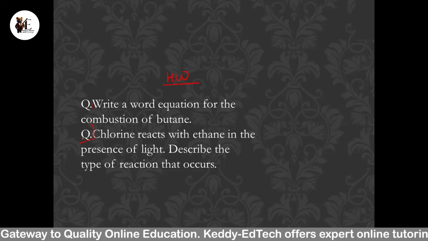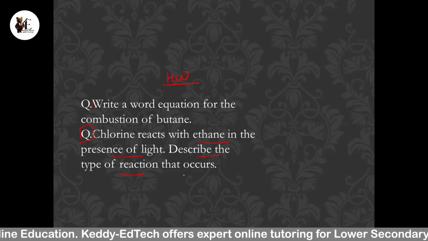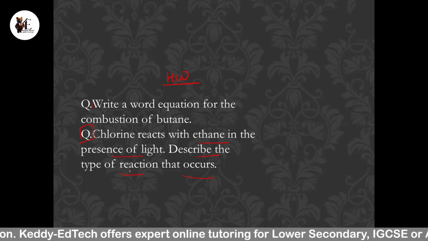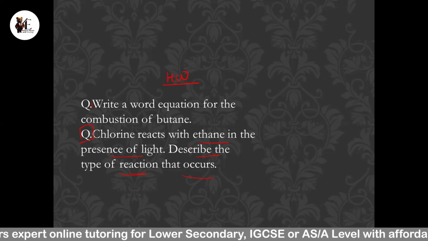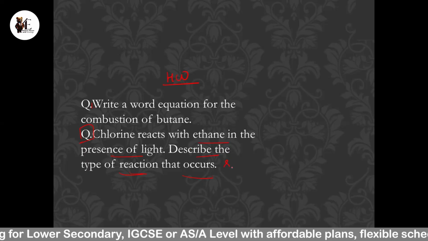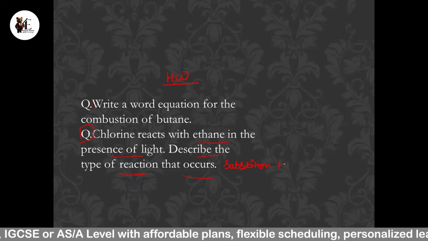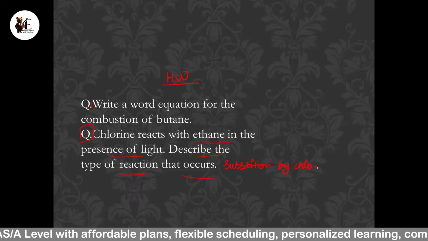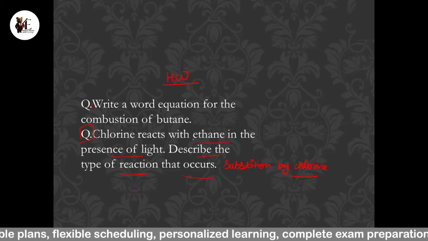Question number 2 says chlorine reacts with ethane in the presence of light. Describe the type of reaction that occurs. Okay. So which type of reaction is occurring here? A photochemical reaction. No. Substitution by chlorine. No, ma'am, I thought you're talking about the part where there's the presence of light. Yes, it is okay.